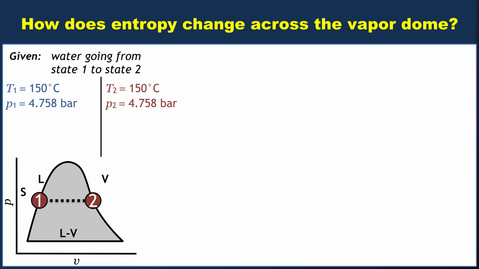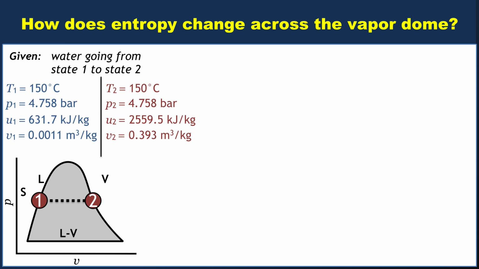For the other values, like the specific internal energy and specific volume, you just have to look up those values corresponding to the pressures and temperatures, either in the saturated liquid or saturated vapor state. You should have enough practice doing that by now that I'll just list these values. And remember, I'll use slightly more precise values when we do the calculation.